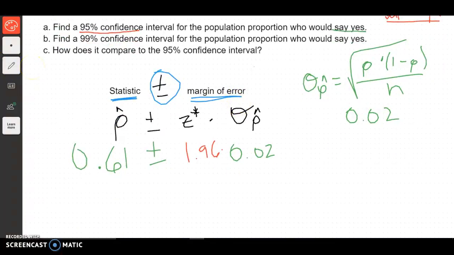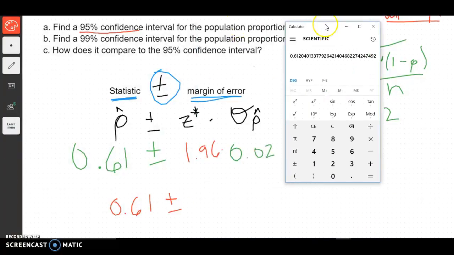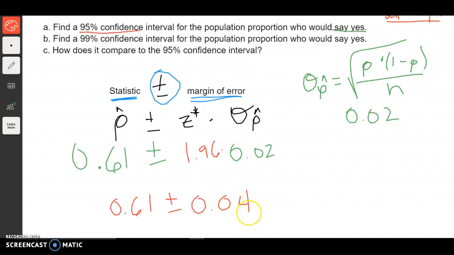Then we will just combine this stuff and figure out what that would be. So that would be 0.61 plus or minus 1.96 times 0.02, which is around 0.04. So we know that we're 95% confident that the true proportion lies between 57% and 65%. And that's at a confidence level of 95%.